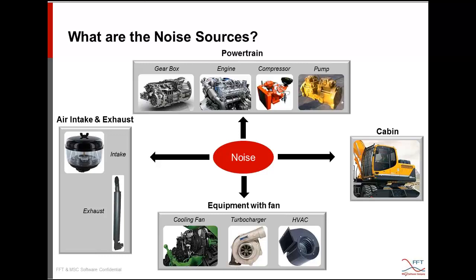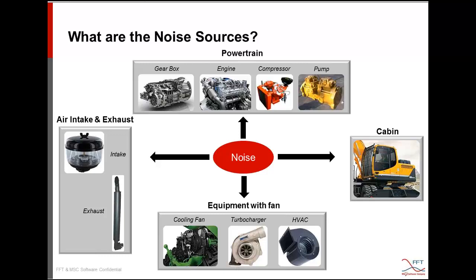So what are the noise sources? Whether it is a tractor or an excavator, a combine or a lawn mower, noise sources can be ordered in 4 categories. Noise from the powertrain, with the gearbox, the engine, the compressor, and hydraulic pump. Another very important source of noise comes from equipment with fan, which includes cooling fan, HVAC, and turbocharger. The noise from engines, gearbox, and cooling fan increases with increasing power, and the engine cooling fan is often a dominant noise source for construction and agricultural machineries.